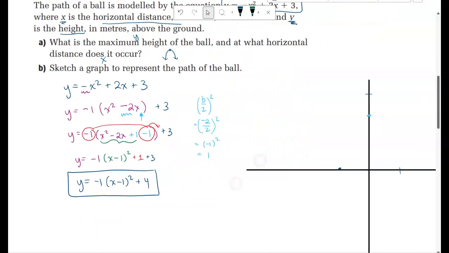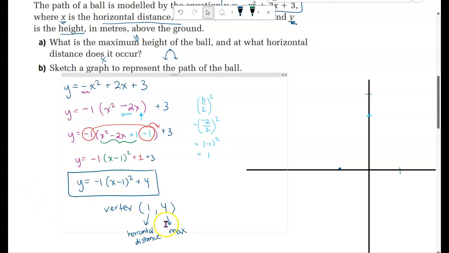As we mentioned, the question is asking us for the maximum height, which is our y value. So our vertex in this question is (1, 4). So the maximum height, or the maximum value, is going to be our y value. And at what horizontal distance did it occur? Well, that's going to be our x value. So this is the horizontal distance that reached the max. Okay, and so I can write a therefore statement which explains all this.